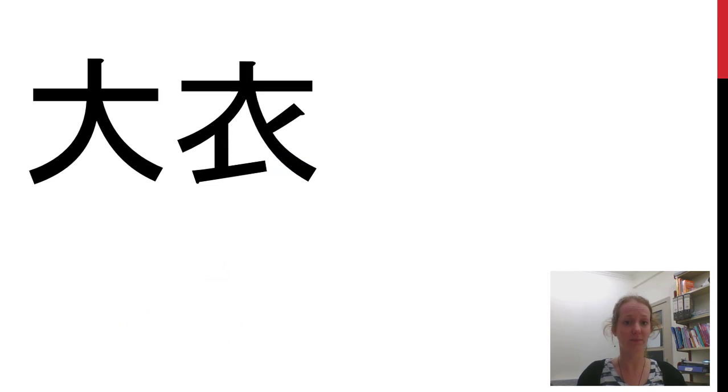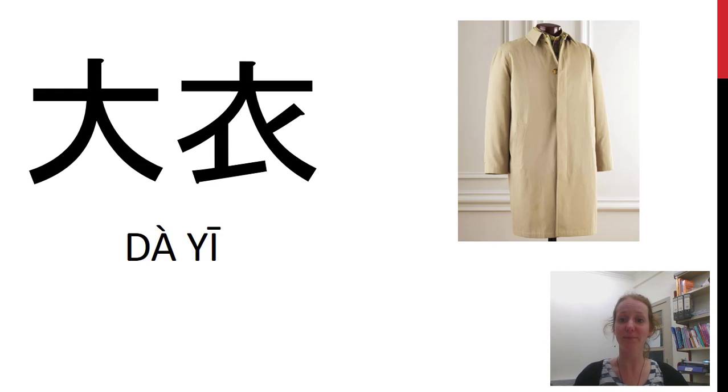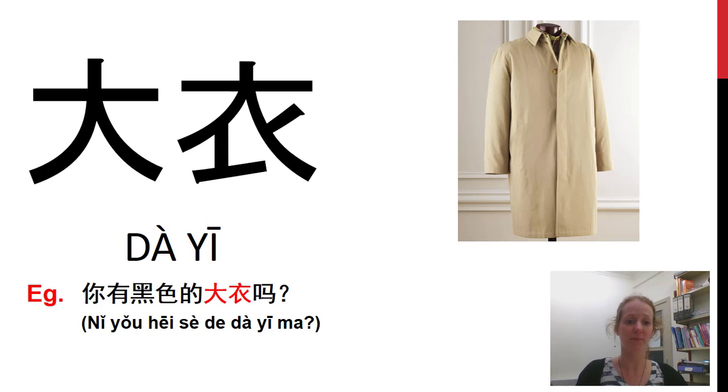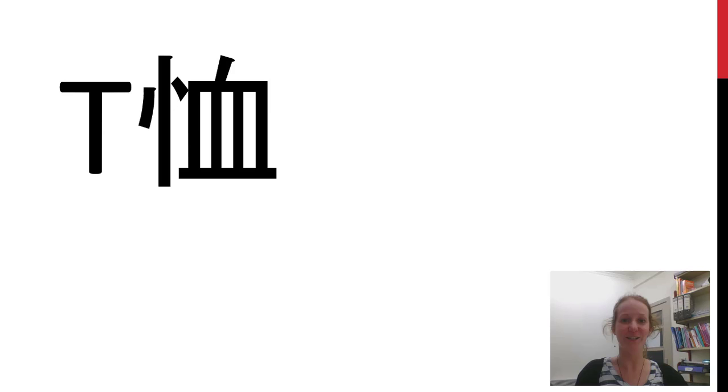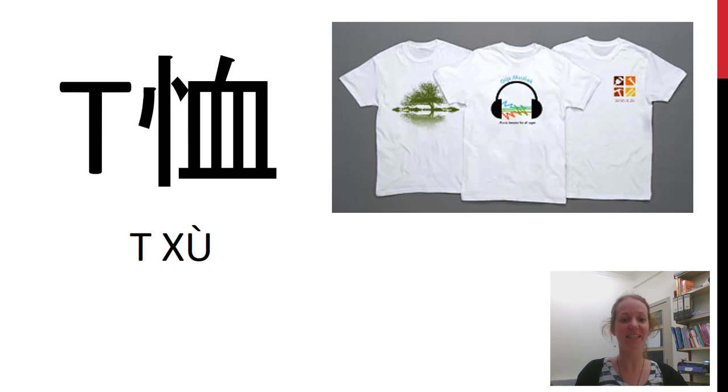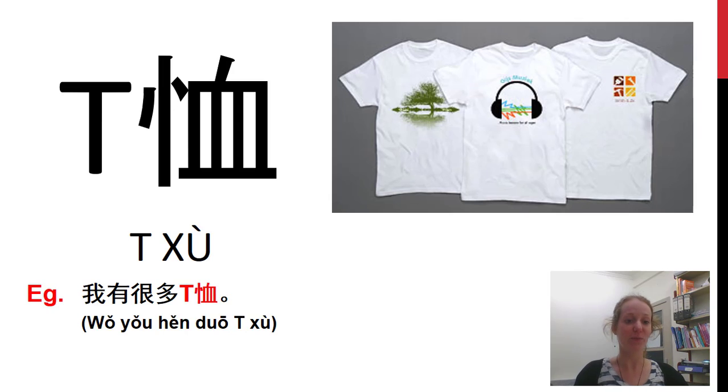这是什么? 大衣. 这是 coat. 你有黑色的大衣吗? 这是什么? T-shirt. 我有很多 T-shirt. This is a really interesting one because it has a letter T in it, and that is just how it is. T-shirt.